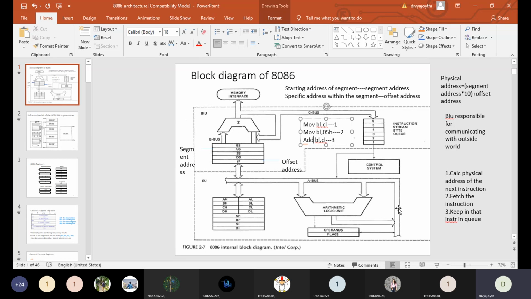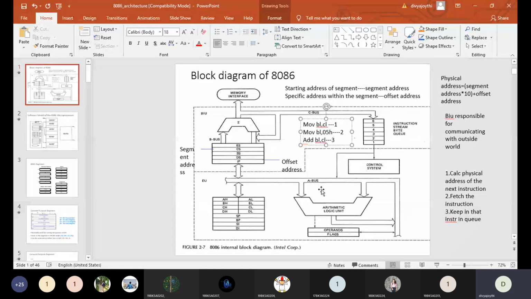This output is again given to this particular bus so that the output can be stored in any of these registers. See here, if you consider this example, add BL comma CL, once the addition is done, the sum is by default stored in BL. This we call the source and this is the destination. BL will be the source and CL is going to be the destination.